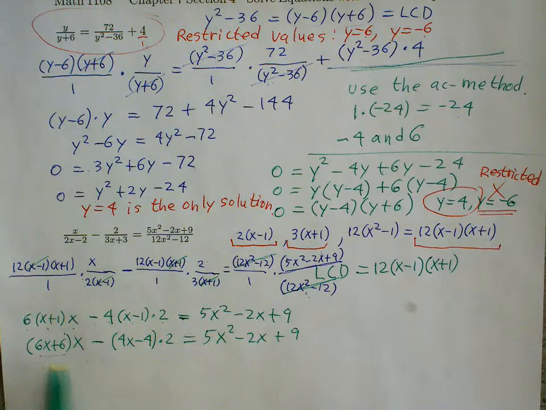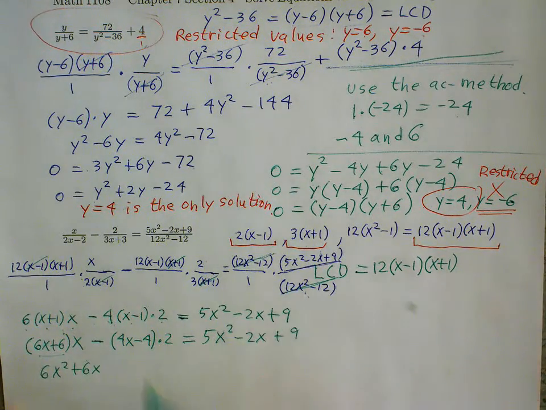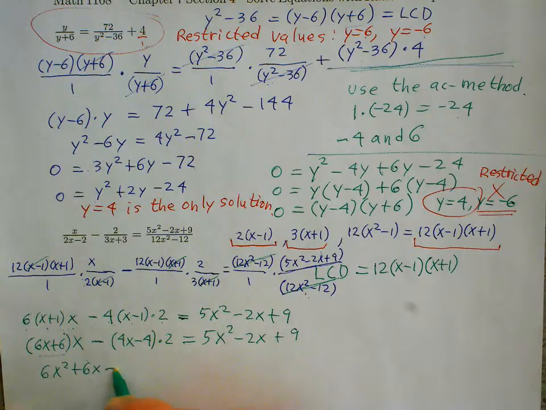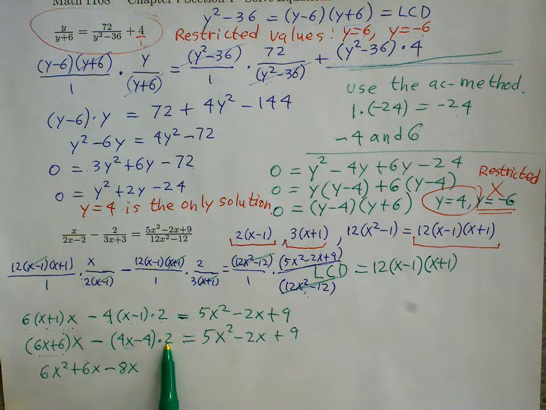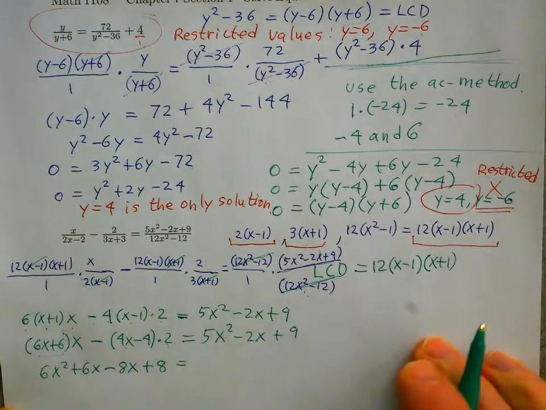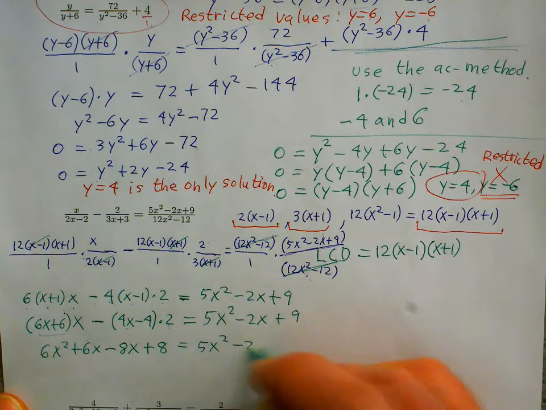Okay, then this product, 6x plus 6 times x is 6x to the second plus 6x. And then in this next one, we have to subtract 4x times 2. So that means we subtract 8x. And we're also subtracting -4 times 2. So we're subtracting -8, which means the same thing as adding 8. And then the right-hand side stays the same for the time being.